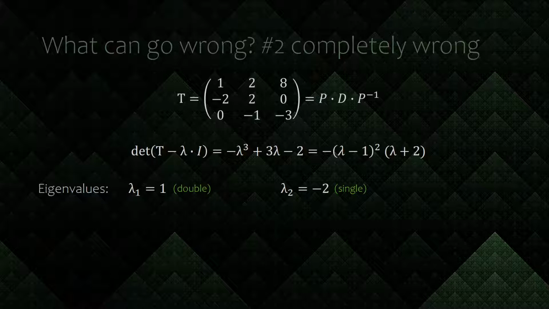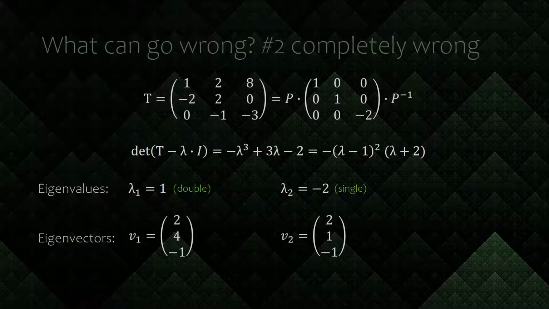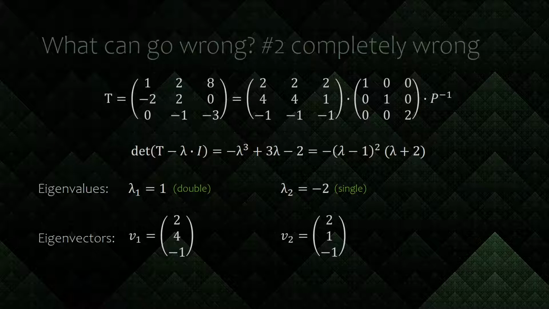Solving the appropriate system of equations, we obtained two eigenvectors. Following the algorithm, we put eigenvalues on the diagonal of the matrix D, and the perfectly logical thing to do is to put 1 twice, as it's a double eigenvalue. Next, we create matrix P using the same eigenvector twice. But as P has two identical columns, it doesn't have an inverse, so the matrix T is non-diagonalizable.